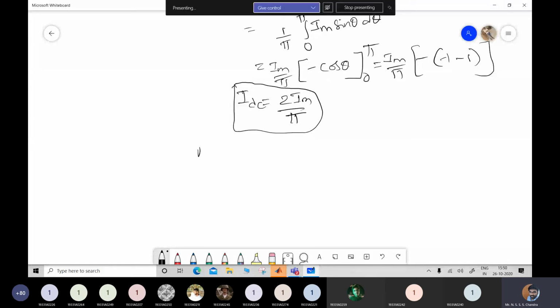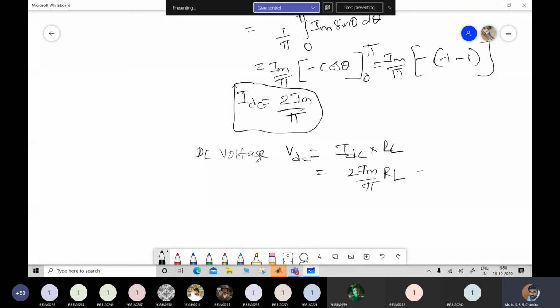So your DC voltage VDC is equal to IDC into RL. It is 2 Im by pi into RL.